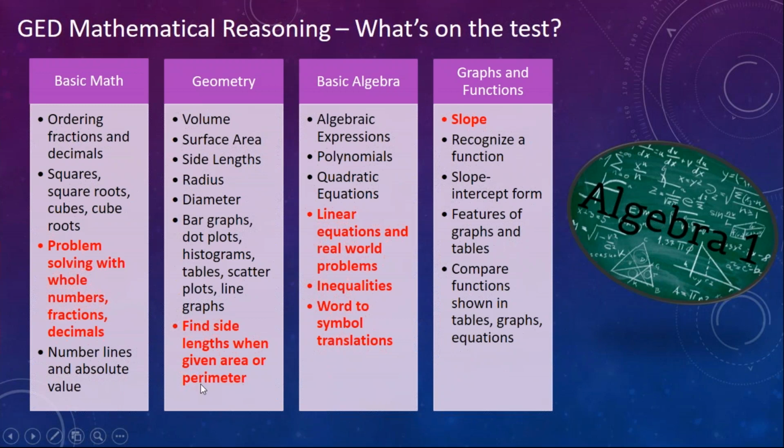Within the geometry section, the typical question is going to be finding side lengths when given the area or perimeter. You're also going to find compound type area questions, and then most typically on the geometry section, we'll end up seeing 3D shapes instead of 2D shapes.